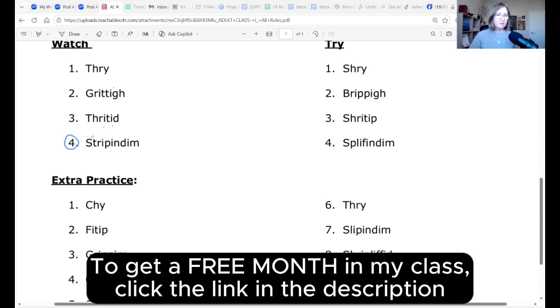Let's hop down to number 4. Try this number 4 right here. What would this word say? I'm going to mark it, but I want you to read it.